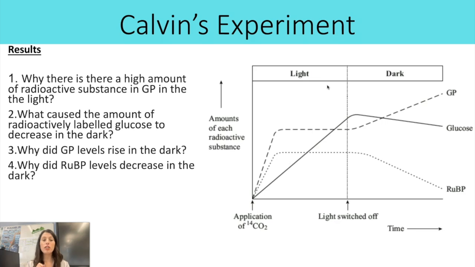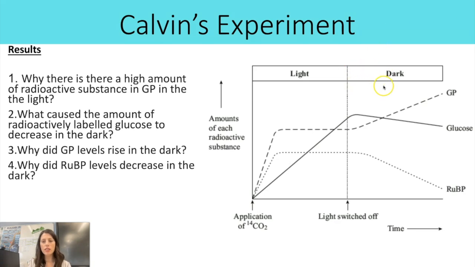The next question: what caused the amount of radioactively labelled glucose to decrease in the dark? The first thing you've got to remember is, in the Calvin cycle, where is the glucose coming from? At every turn of the Calvin cycle, one of the carbons from the TP goes towards making a hexose sugar such as glucose. So if the glucose is decreasing, that must mean the amount of TP is decreasing. So we need to have a think about why that might be the case.